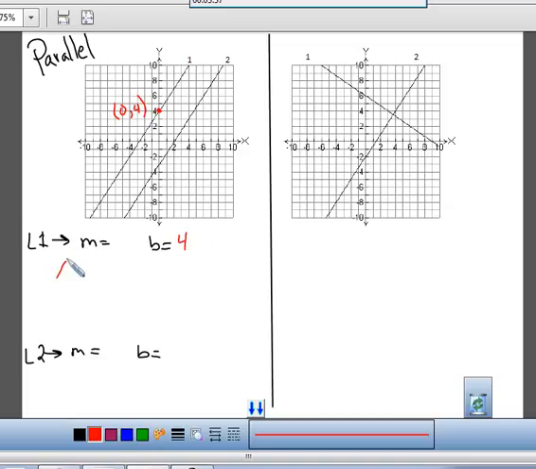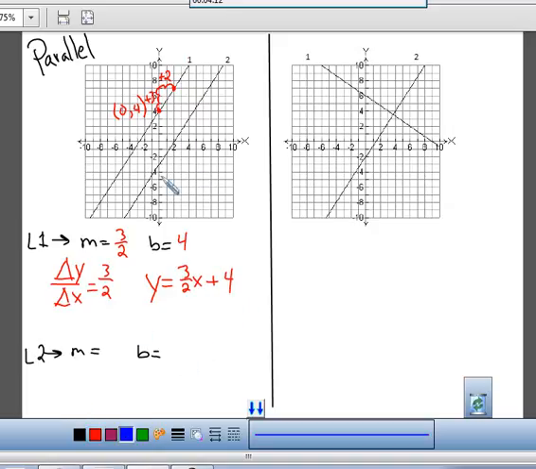Then to get m, I do change in y over change in x. So what does it do? Well, it goes up 3. So the change in y is positive 3. And then it goes to the right 2. So the change in x is positive 2. So up 3 over 2. So my m is 3 over 2. So what is my equation? y equals 3 over 2 x plus 4.